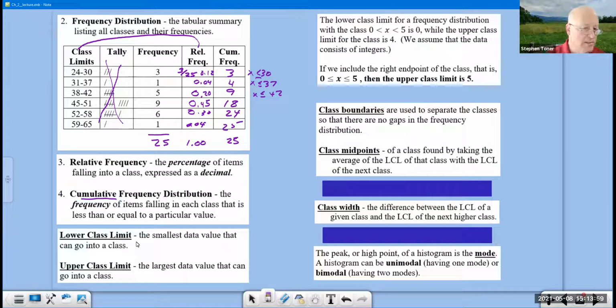Now, a lower class limit is the smallest data value that goes into a data set.